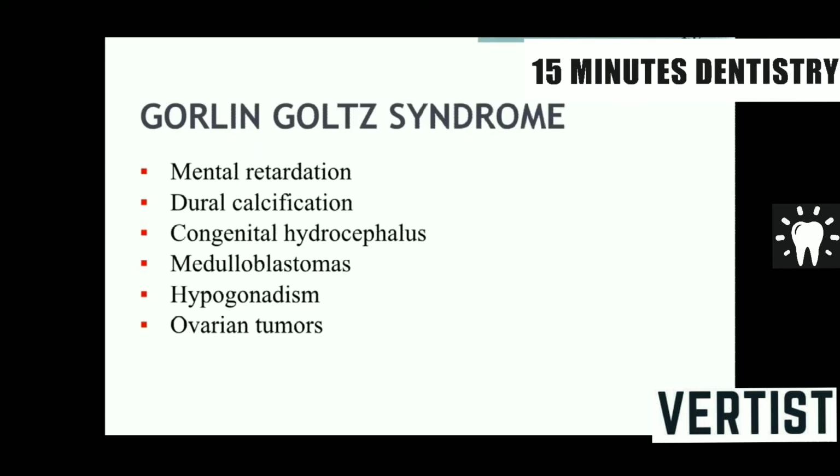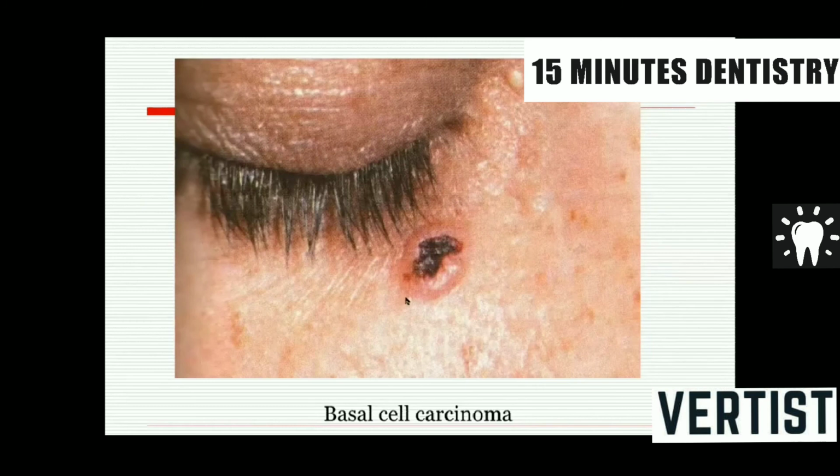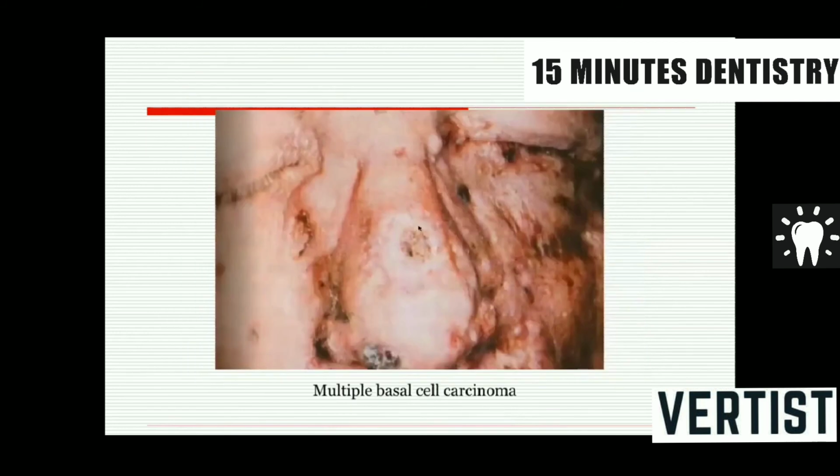So this Gorlin-Goltz syndrome is also asked for a short note many a times, or it may be asked in your MCQs. So as it is associated with odontogenic keratocyst, you must know about Gorlin-Goltz syndrome. So this is the basal cell carcinoma. Madam has already discussed that it has got a rolled border. And there are multiple basal cell carcinomas found in people with this syndrome.